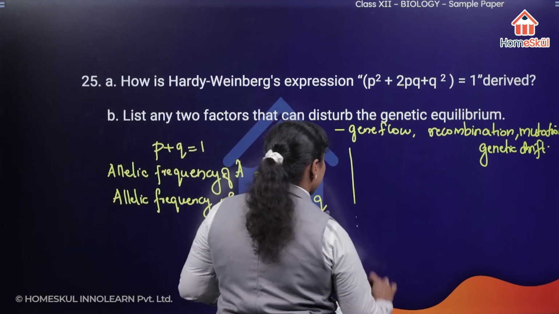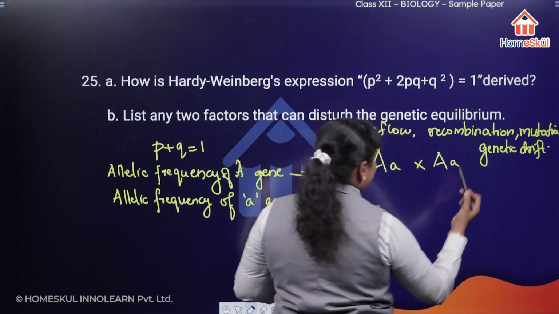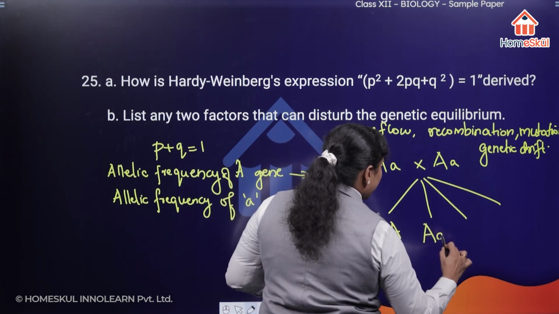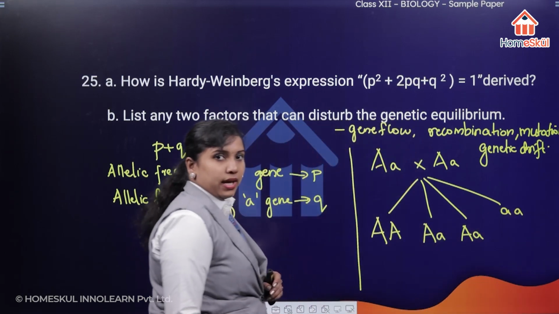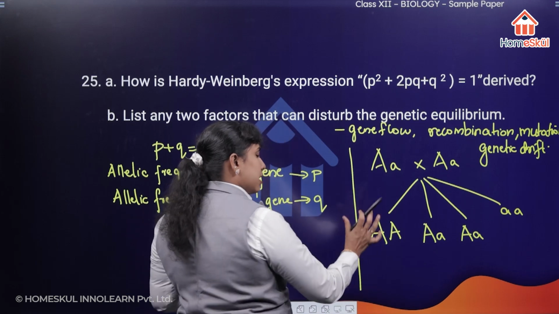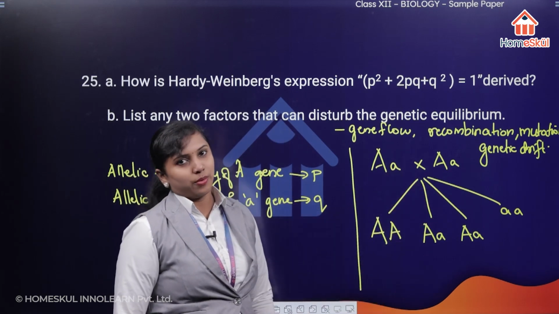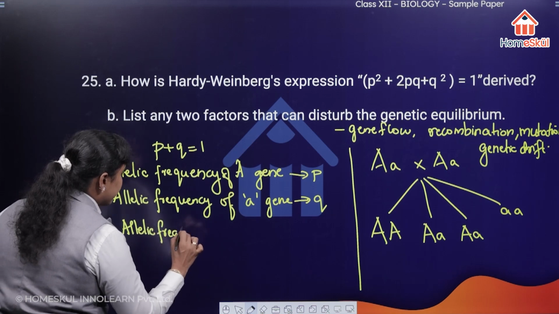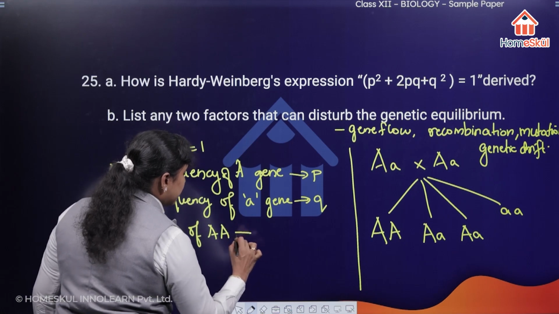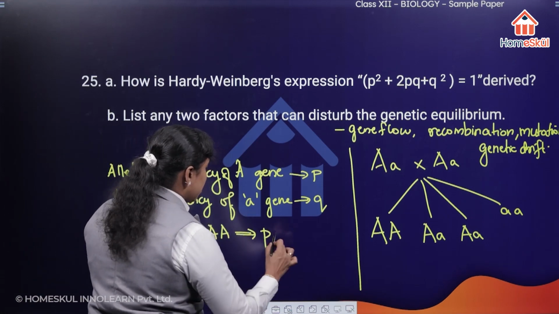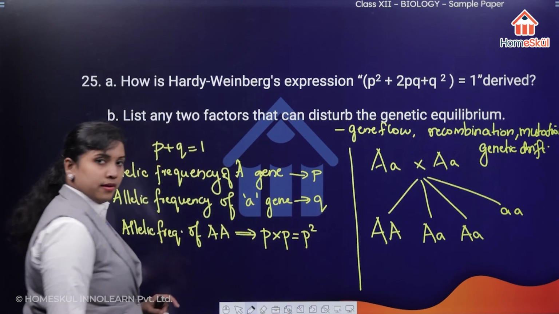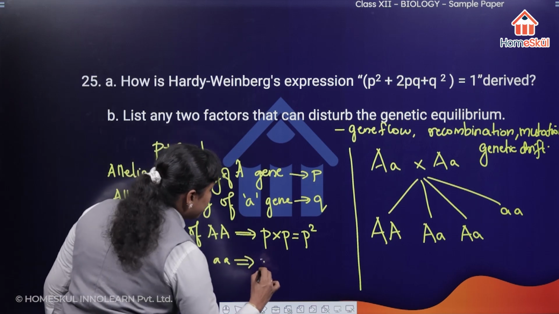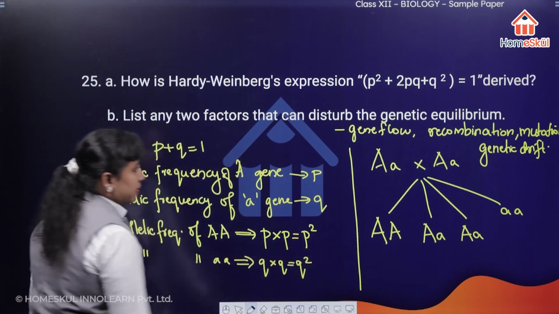Okay, so if you are going for a cross like this, a heterozygous cross here, capital A small a into capital A small a, we will get 4 kinds of offsprings, right? Where it will be capital A capital A, capital A small a, capital A small a, and small a small a. Okay, they will produce 2 kinds of gametes, and when fertilized they will produce 4 types of progenies. Okay, so let us see the allelic frequency. The allelic frequency of capital A will be P into P is equal to P square. Right. Then the allelic frequency of small a will be Q into Q, that is Q square. Right.